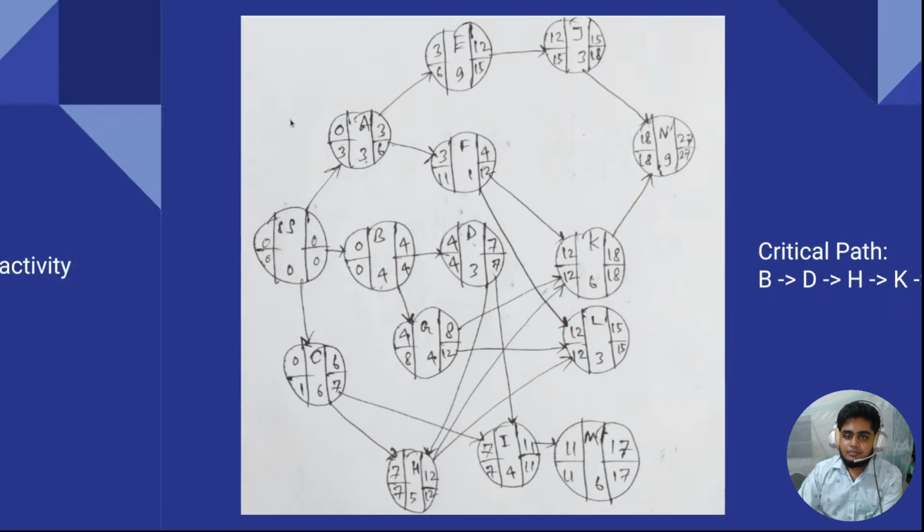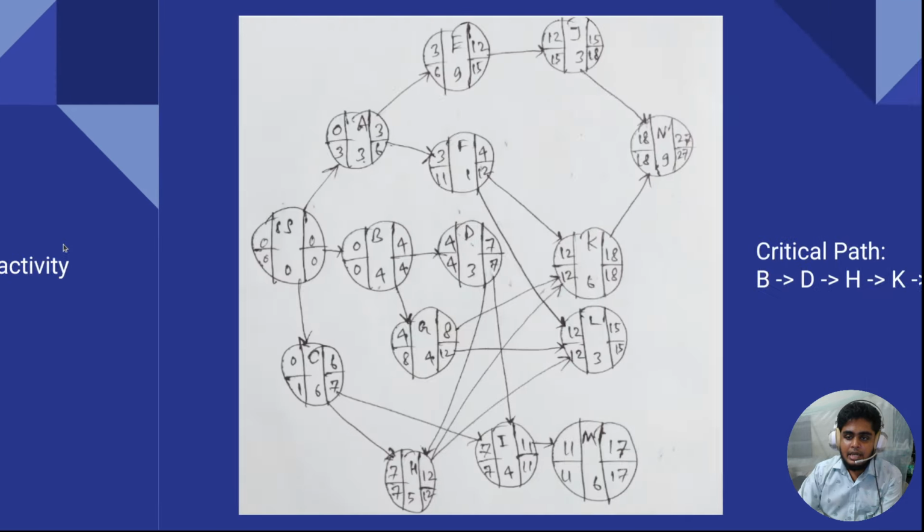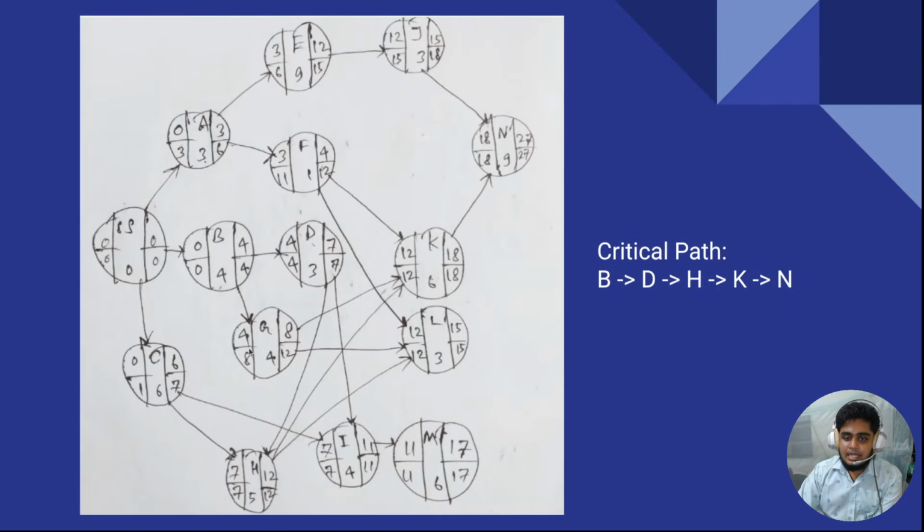Okay. After that, for F, you have to calculate activity A. We already calculated activity A. Now it's time for activity F. So for activity F, where is activity F? This one. So just copy it here. This is the earliest finish time of activity A. Just copy it here. For the earliest starting time of activity F, 3 plus 1 is equal to 4. This is the earliest finish time of activity F.